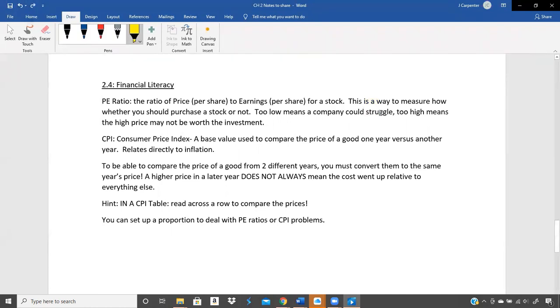But the simple idea is that if you have too low of a PE ratio, as we will talk about later with an example, it means that the company could struggle. Too low of a PE ratio might mean that the price per share is really, really low. And when you have a really, really, really low price per share, like if you're in the dollar range, you can be what's known as delisted.